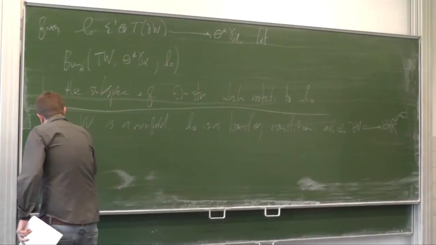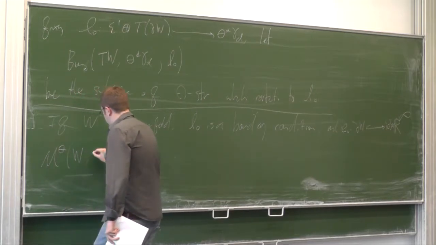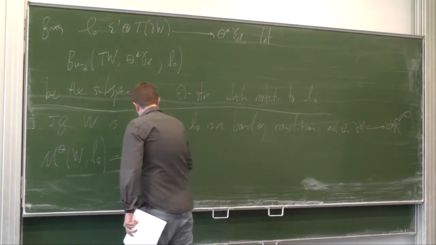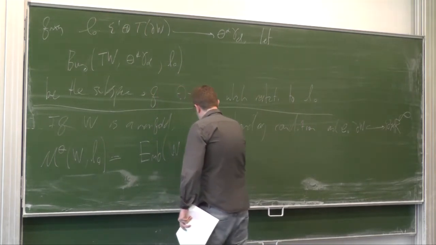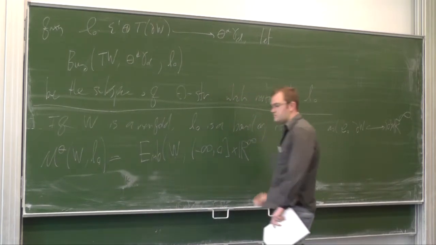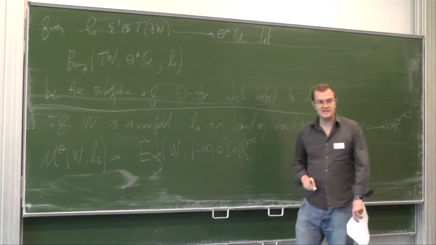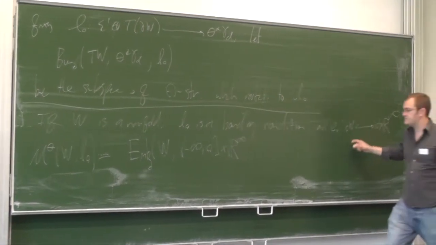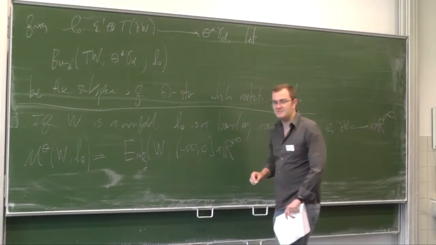Then I'm going to define a moduli space. The way I want to read this sequence of symbols is the moduli space of theta manifolds of topological type W with boundary condition L naught. And it's just defined to be the following thing. Take the space of embeddings of W into the infinite dimensional half space. And they should be embeddings satisfying a boundary condition, and you can guess what the boundary condition is: on the boundary of W they should agree with my given embedding, including the collar which you fixed. We're coming to that, yes. I'm going to say exactly what I mean by embeddings in a second.